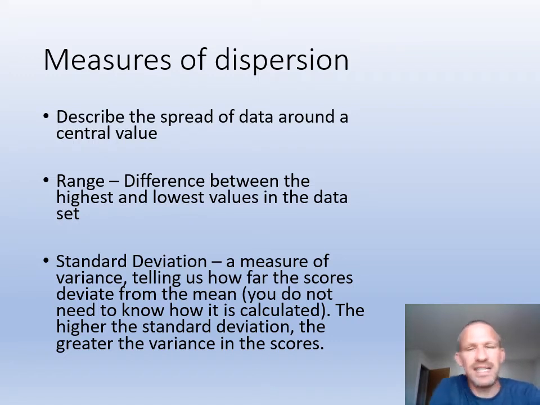So the standard deviation, the one that's used the most, is the measure of variance telling us how far the scores deviate from the mean. And the absolute key thing for you to bear in mind: the higher the standard deviation score, the greater the variance, or the less consistency there was in the scores. The flip side of that, the lower the standard deviation, the less variance there was in the scores, or the more consistent the scores were between participants.